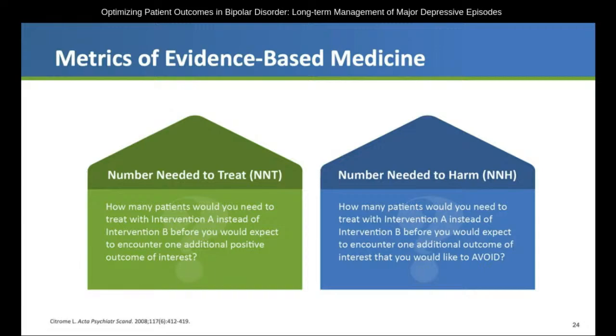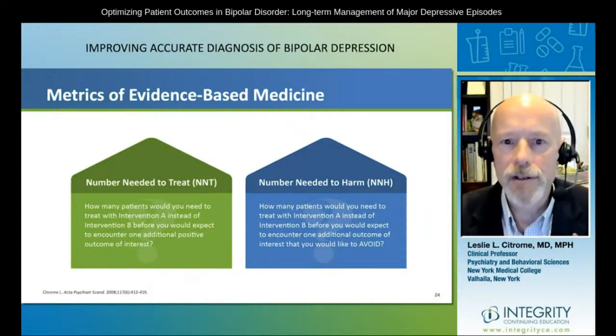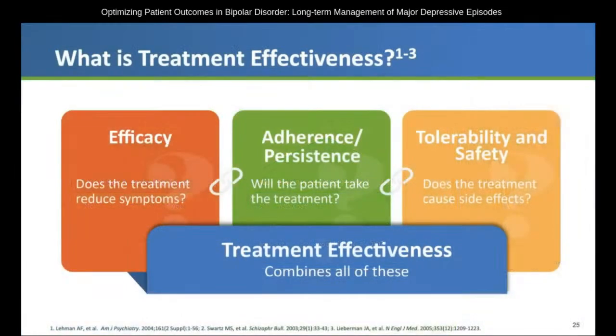We want to avoid those outcomes. So we want medicines that work and medicines that are tolerable. So basically, this is the definition of effectiveness. Will it work in the real world? Well, in order for something to work in the real world, to be effective, it has to be efficacious, reduce the symptoms, has to be tolerable and safe. So we want to avoid side effects as much as we can. And the patient has to be, of course, willing to take the medicine. That's when we'll have a medicine that works in the real world.